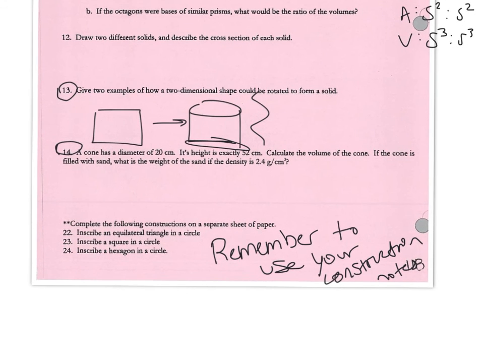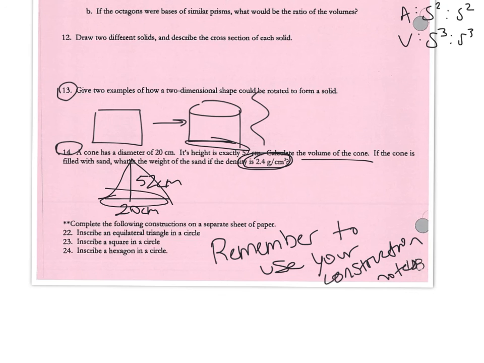Question 14. A cone has a diameter of 20 centimeters. Okay, and its height is 52 centimeters. You need to calculate the volume first, which you can do now that you have the picture, and then take that volume, which is in centimeters cubed, and find the density, given this conversion, which is just like the huge word problem that we did in class together.